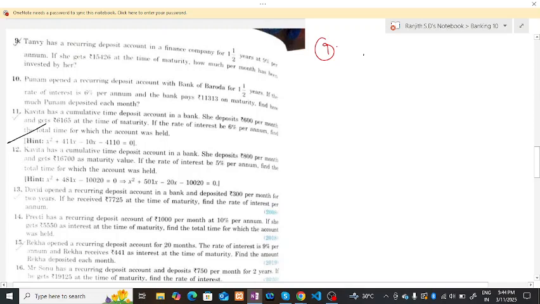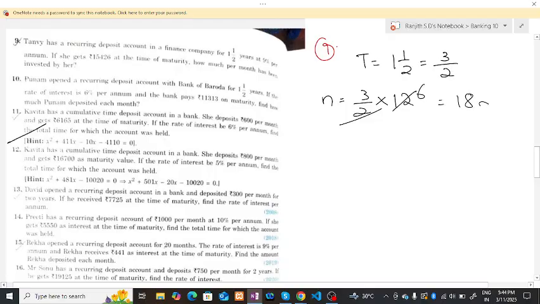Year is given, right? T is equal to 1 by 2. How much is 1 by 2? 3/2. Fine. If you want to find n, what do we do, students? Take 3 by 2 and multiply by 12. It's the same concept, as we did previously for 2 years, 3 years. Just multiply by 12. 6 threes are 18. N is equal to 18 months. Next, rate is given. R is equal to 9%.